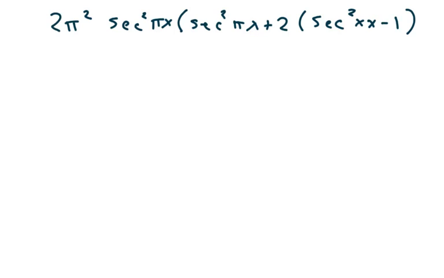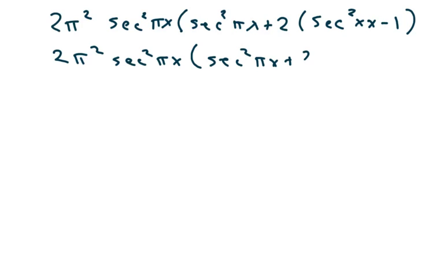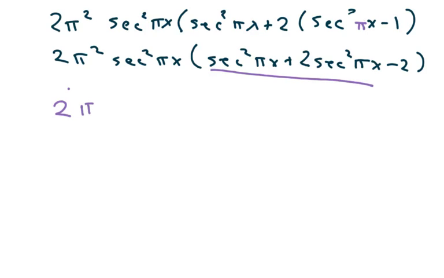Alright? So what that's going to give you, when you distribute 2 pi squared secant squared pi x, is secant squared pi x plus 2 secant squared pi x minus 2. And this should be a pi right here. Okay, and then simplifying those two, our final answer would be 2 pi squared secant squared, and then we have 3 of these. We have 1 here and 2 there. 3 times secant squared pi x minus 2.